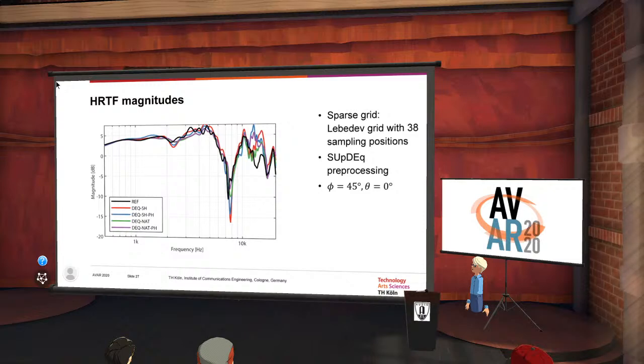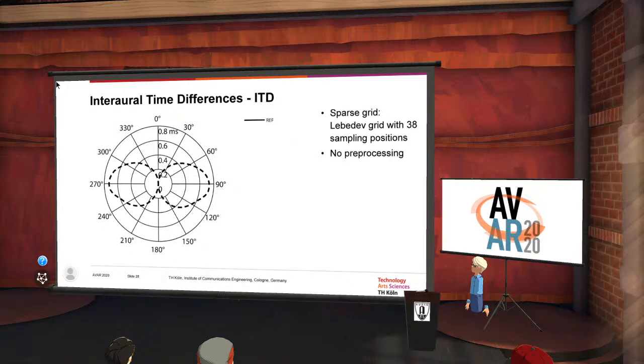I'll just go through different other measures, of course now not only one single direction, but we will always see the same. We continue with ITDs. Reference here and no preprocessing, and again it is based on the sparse grid with 38 positions. If we do interpolation SH-based, natural interpolation based, without preprocessing and on the complex spectra, it looks like that, not too good. If we do the interpolation separately for magnitude and phase, you can see it on the blue and on the purple curve, the results get much better and much closer to the reference.